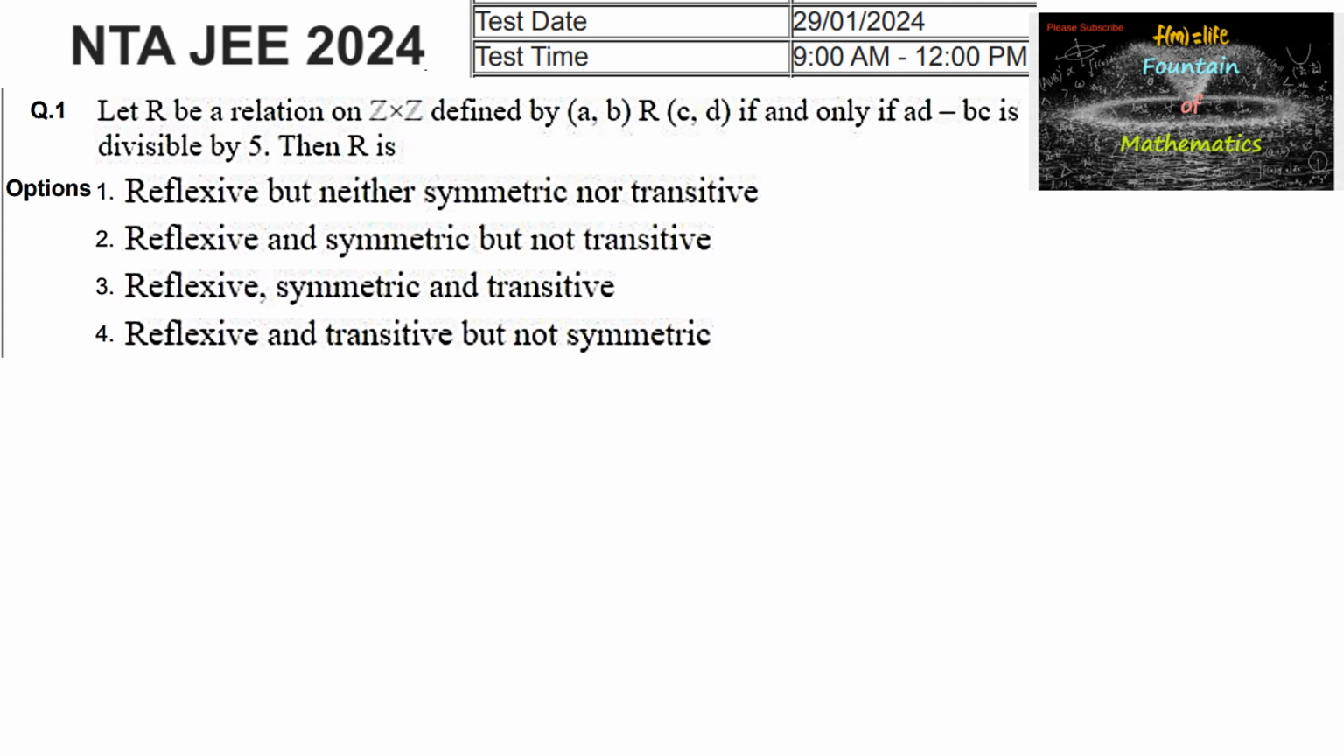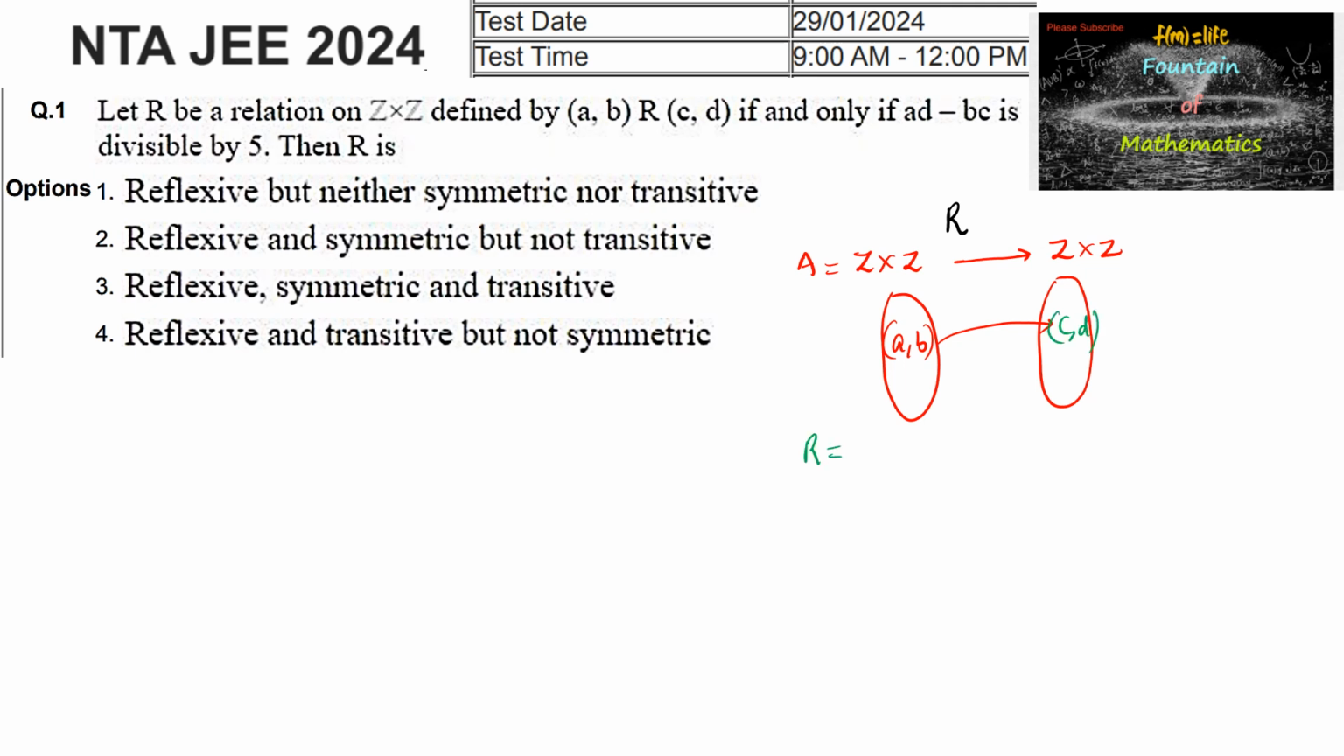Let R be a relation on Z cross Z defined by (A, B) related to (C, D). This means R is a relation defined on Z cross Z, where Z is the set of integers. So Z cross Z contains ordered pairs (A, B), and let us take it to be related to the other ordered pair (C, D).